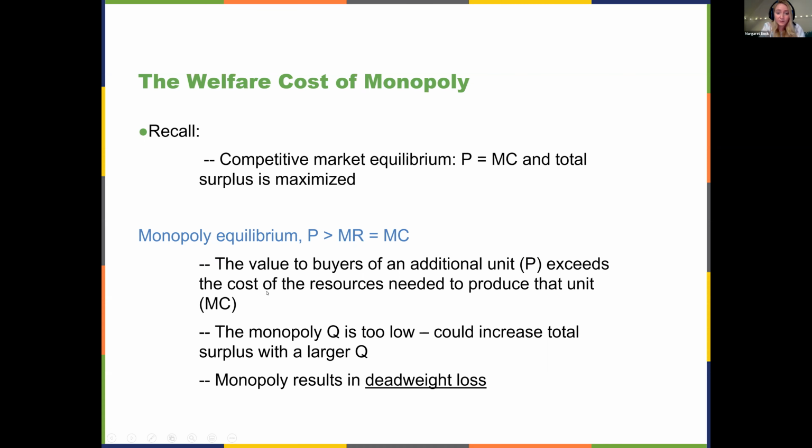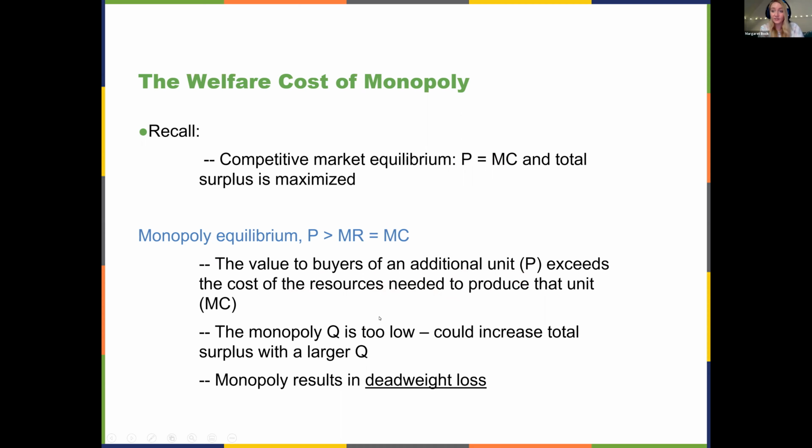So more specifically, the value to buyers of an additional unit, or the price, exceeds the cost of resources needed to produce that unit. So in perfect competition, price and marginal costs are exactly equal to one another. But we learned in the last couple videos that a monopolist is able to charge a price that is much higher than both their marginal revenue and marginal cost.